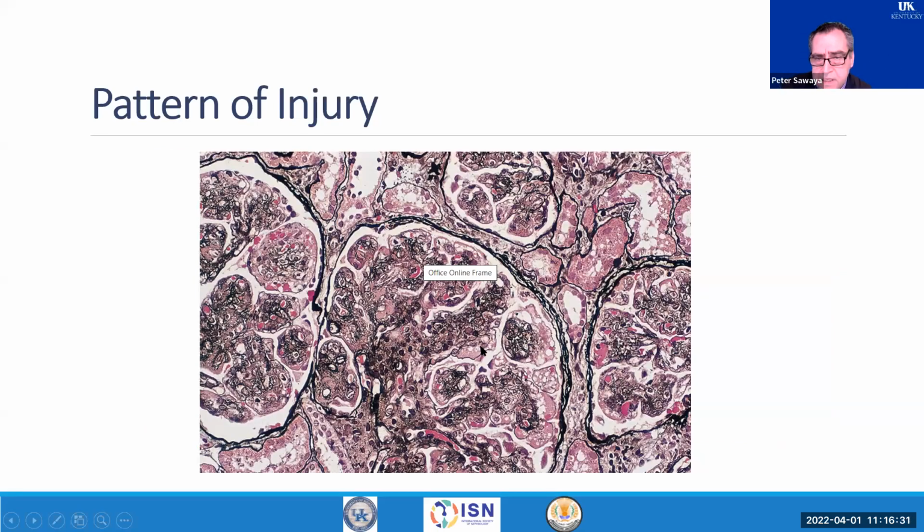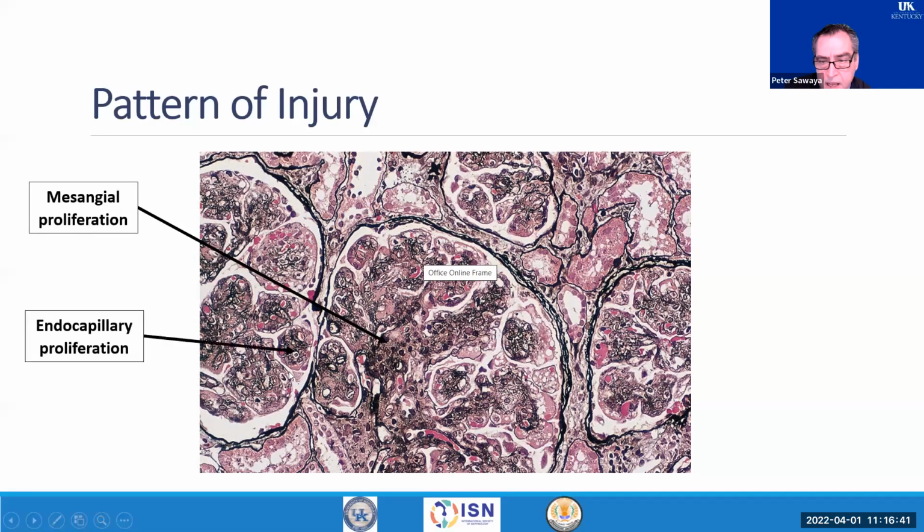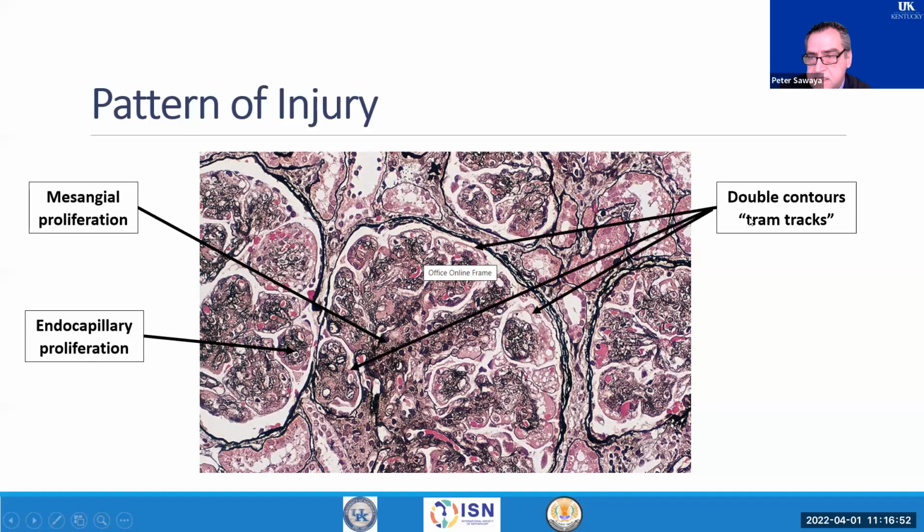Now, if we dwell a little bit on this right picture that I had, and we get a little closer, you'll see again mesangial proliferation right there. See, that's not where the capillaries are. The capillaries are back there. But you also see the endocapillary proliferation. So truly a diffuse pan-proliferative disorder. And then you get the double contour or the tram track that you will see with the basement membrane.